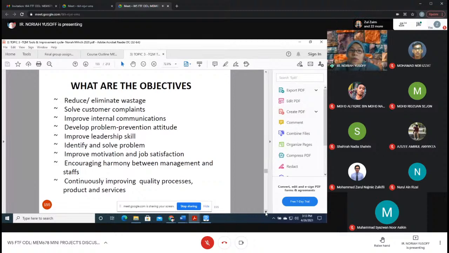If you want to solve customer complaints, you must get the feedback or customer complaint. How do you get the customer complaint? You should go to the warranty claim department, for example. So you check what are the most claim issues you receive from your customer lately. Based on that, you work downward, okay?